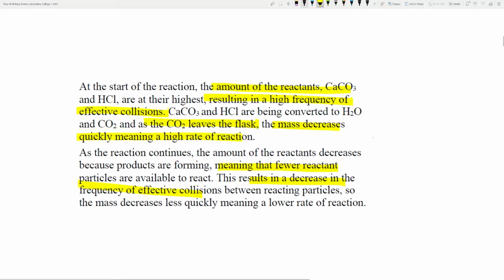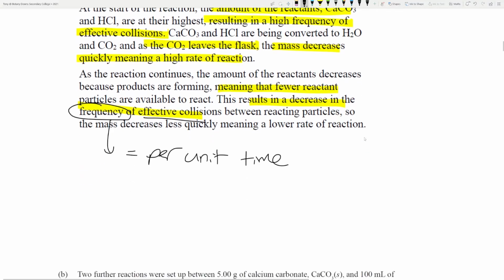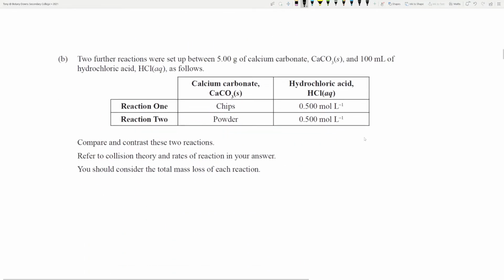So just be very careful with the word frequency. Frequency is equivalent to per unit time. Okay, so if you use frequency, don't say per unit time anymore. Or if you say the number of collisions, you can reword this, like say the number of effective collisions per unit time decreases. That's perfectly fine as well. So they're replaceable. Okay, so it's a Level 1 concept. We Level 2 chem students, we should be able to do this quite comfortably.